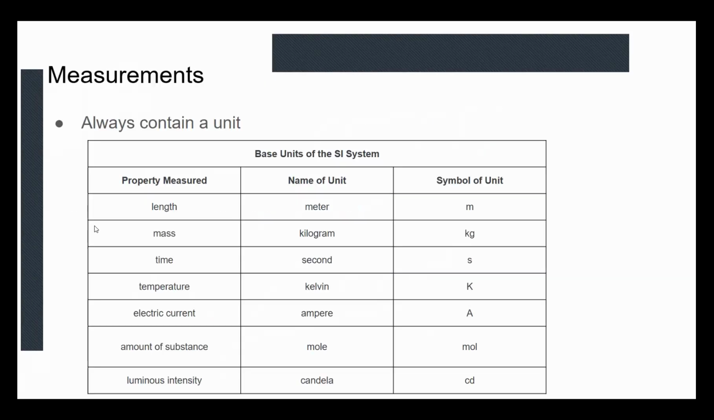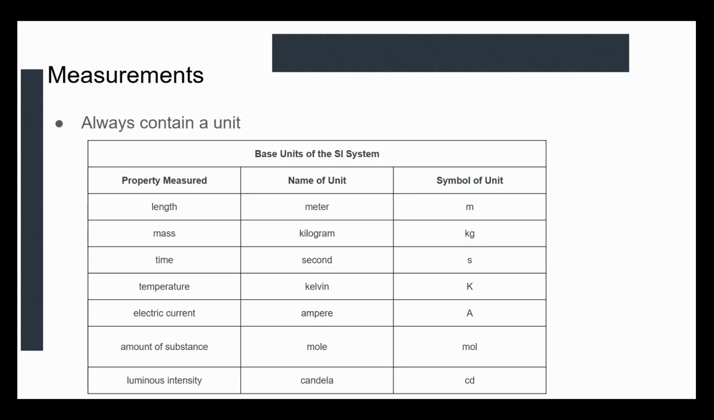Now, measurements always contain a unit. We have the SI system, which is what the scientific community internationally uses. For length, it's meters. Here's your symbol. Mass, kilograms. Here, time, second. Temperature, Kelvin.